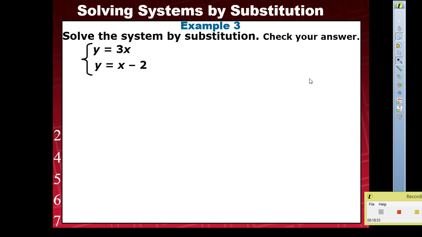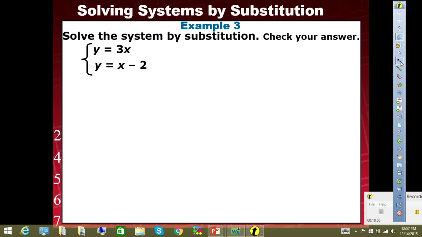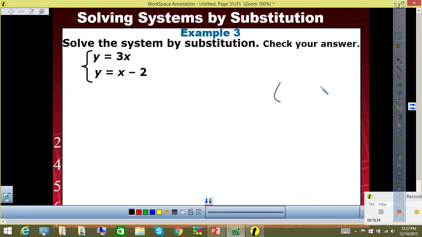Okay, the tentative solution we said was, let's see, negative 1, negative 3. Yes? Okay. So let's see. Step 1, solve one of the equations for one variable. They're both solved. Okay? Step 2, y is equal to what? 3x. So here instead of y, I'm going to write 3x.